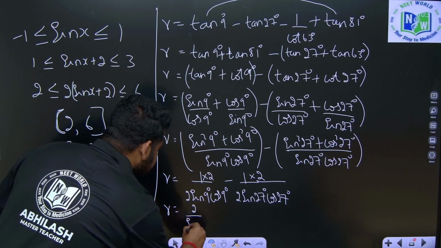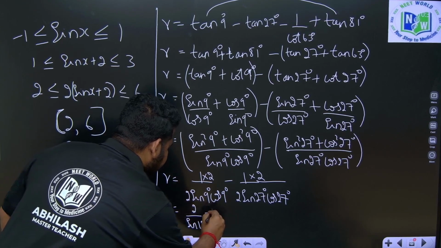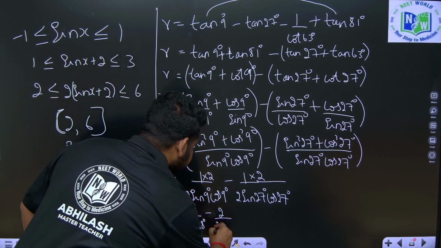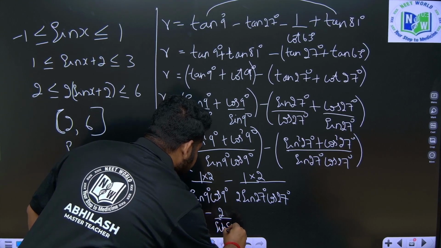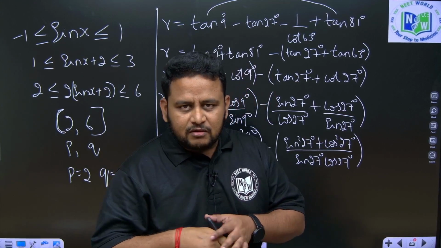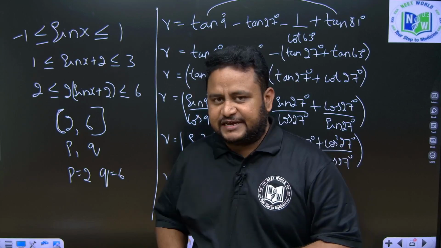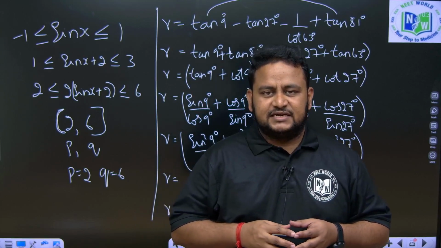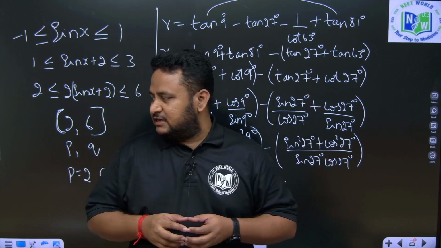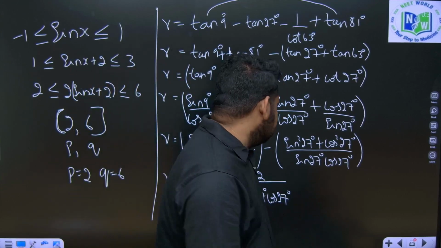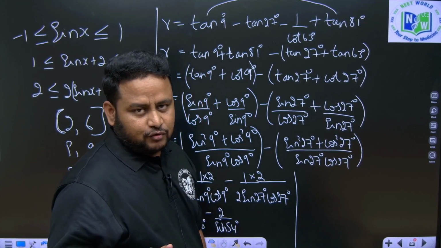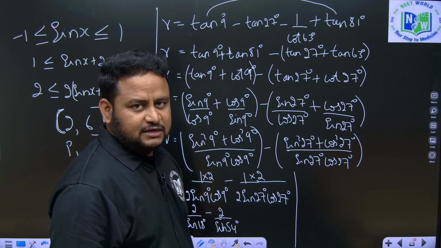So this will be sin 18 degree, minus 2 by, 2 times 27 degree is 2 sin 54 degree. I told you to remember certain values of sine, mainly sin 18 degree, sin 54 degree, cos 18 degree, cos 36 degree, tan 22.5 degree, like that. Now here I can write sin 18 degree is root 5 minus 1 by 4, and sin 54 degree is root 5 plus 1 by 4.